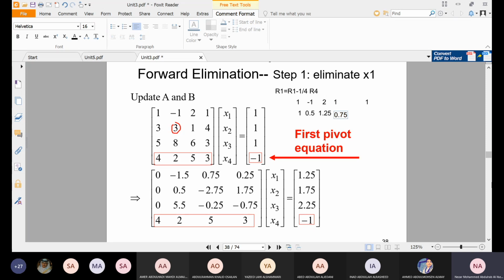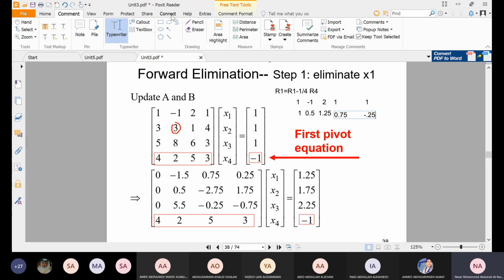I've clicked this one, and the last one minus 0.25. Okay, so after that we do subtract here. So I do subtract here. The first element should go to 0. And because if we cancel this one, so minus 1 minus 0.5, this will be minus 1.5.